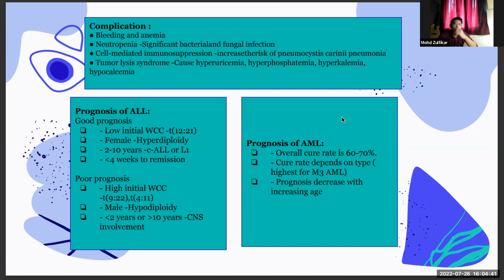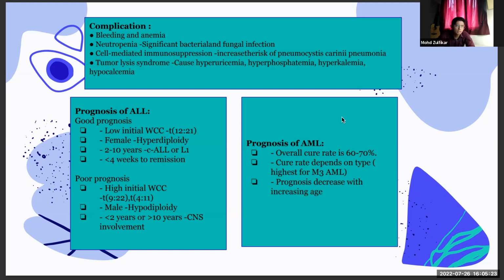So regarding the prognosis of acute lymphoblastic leukemia, it carries a good prognosis in translocation 12;21. However, it carries a bad prognosis in the Philadelphia chromosome, which is the translocation 9;22. It also carries a good prognosis in female hyperdiploidy, and in 2 to 10 years of age, and when there are less than 4 weeks to remission.